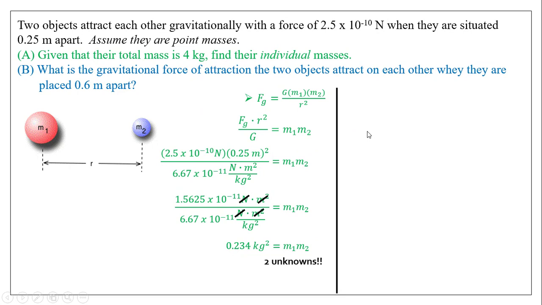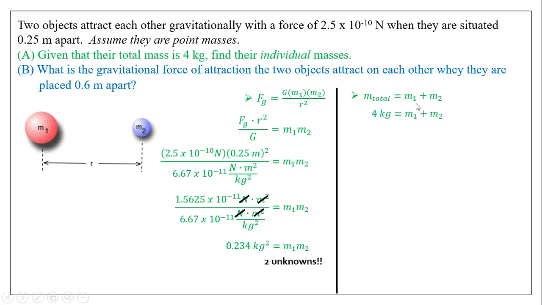So I don't know what M1 is and I don't know what M2 is, but I know that if I take the two masses, if I take M1 plus M2, that'll equal 4 kilograms. Okay, so stick with facts as you practice these problems. So here I have a statement that's true. I have M total, which is M1 plus M2.